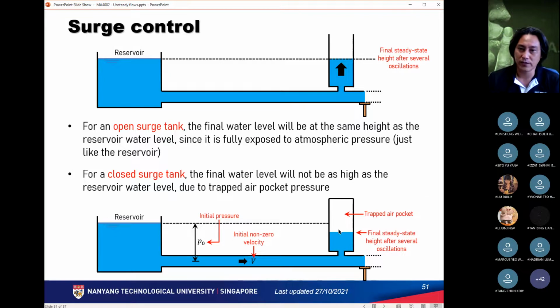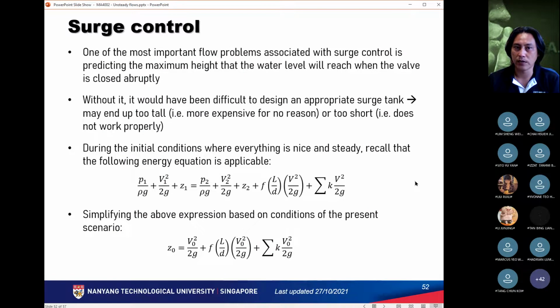So that's the only difference. Now I must preface by saying that solving problems associated with a closed surge tank is a lot harder than solving a problem associated with an open surge tank, because we have to consider the pressure variations of the trapped air here. So I don't think it will be wise for us to look at a closed surge tank per se.